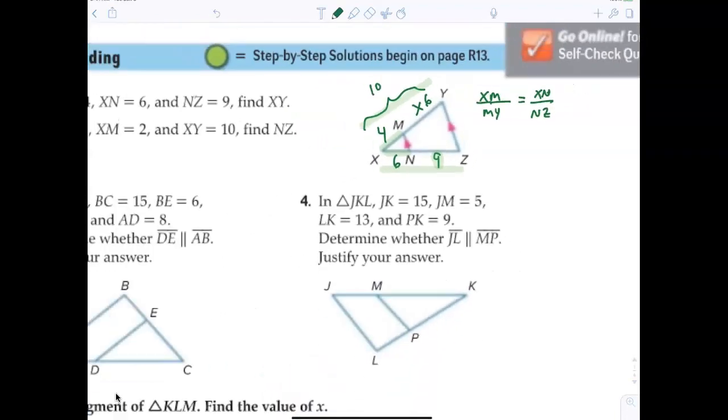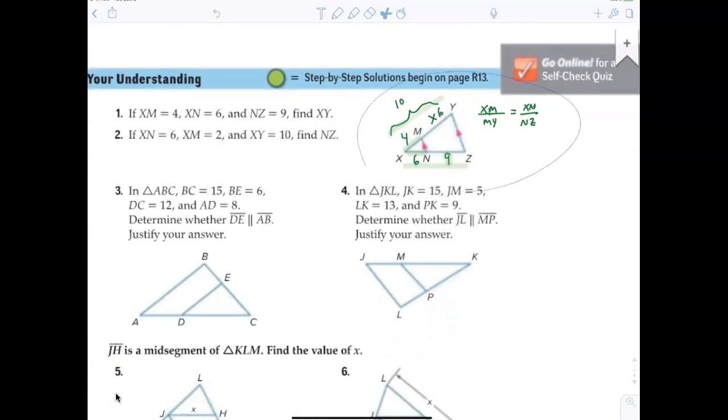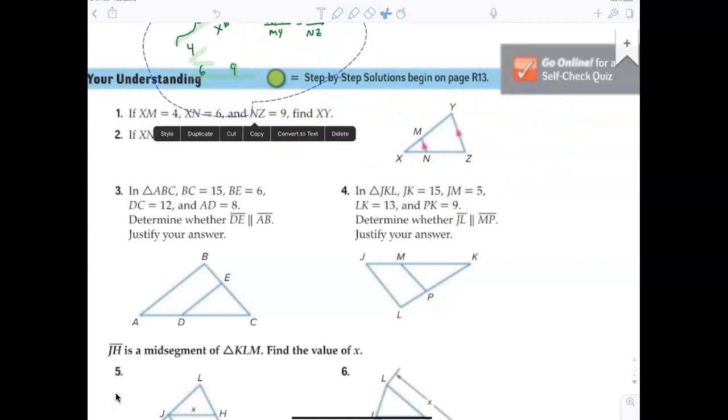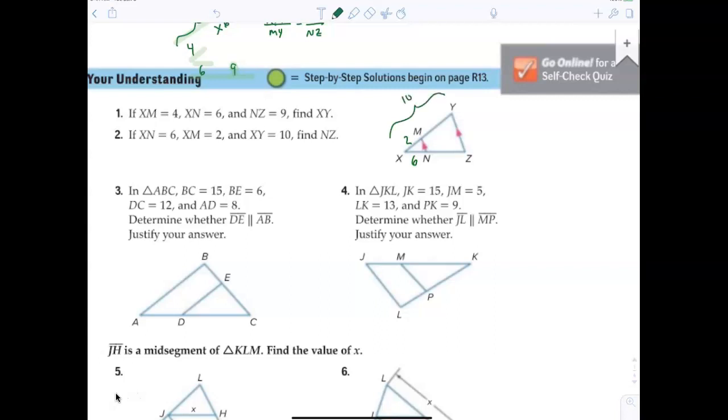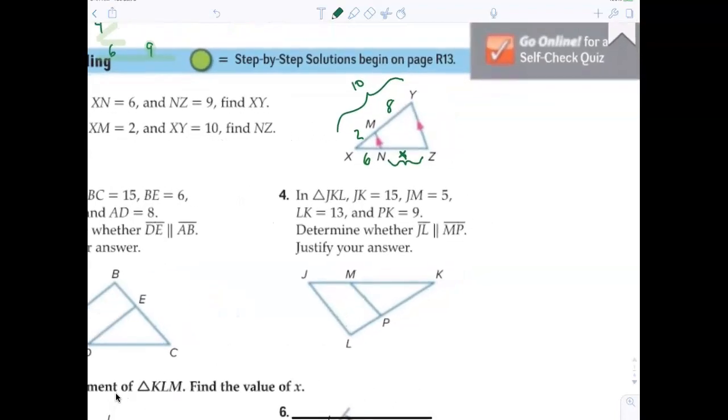All right, so now let's look at the next one, number 2. Let's see how that works out. So I'm just going to move this out of the way. All right, and now let's look at the new one. XN is 6. XM is 2. XY is 10. And we want to find NZ. All right, so this is the missing piece that they want right there. All right. So what's MY? 8. 8. Does everybody see that? Say it. Do we agree it's 24? Right. We could say that MY is 4 times XN. So we agree with that?